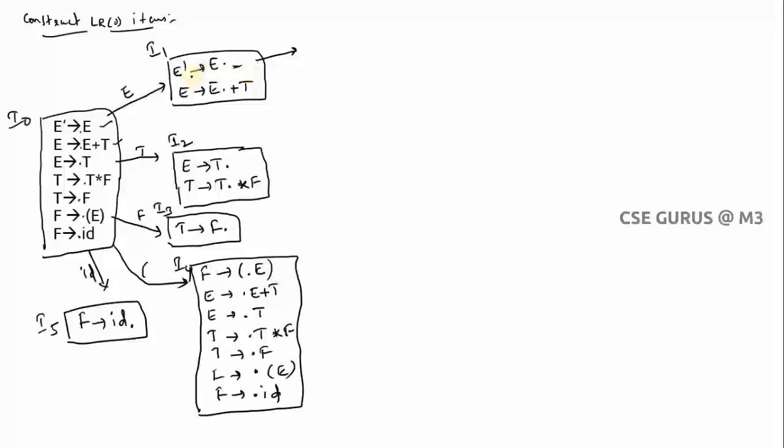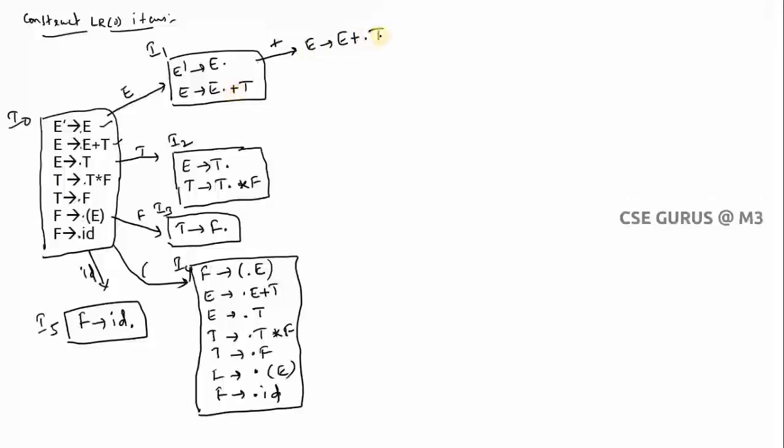So here you can see E dash tends to E dot. Is there any symbol after dot? No. So that's why leave it. And next you can see here, what is there after dot? Plus is there. So I have to scan plus. Plus E tends to E plus dot T. Is that right? So dot plus will become plus dot.